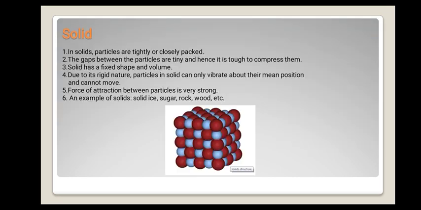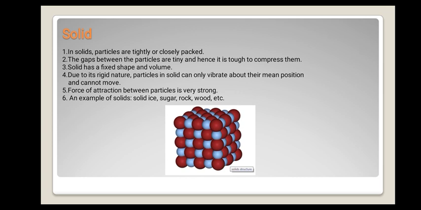Now first is solid. In solids, particles are tightly or closely packed, as we saw in the intermolecular force structure. Now the second point is the gaps between the particles are tiny and hence it is tough to compress them. So it is a very tough task for us to compress a metal or a solid, okay, because there is less intermolecular space present between them.